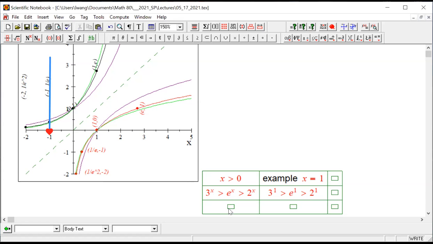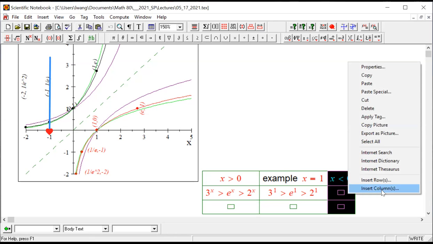if x is negative, I'm going to put in for x is negative, and the example is I'm going to make another column.